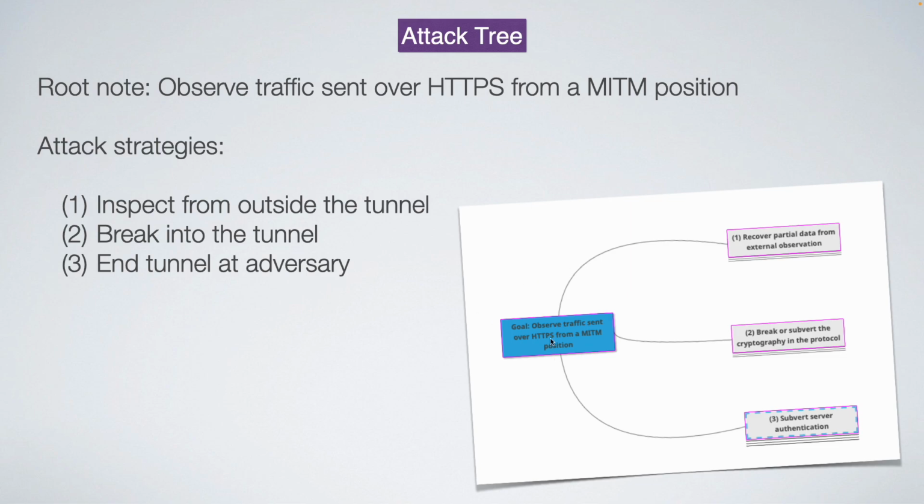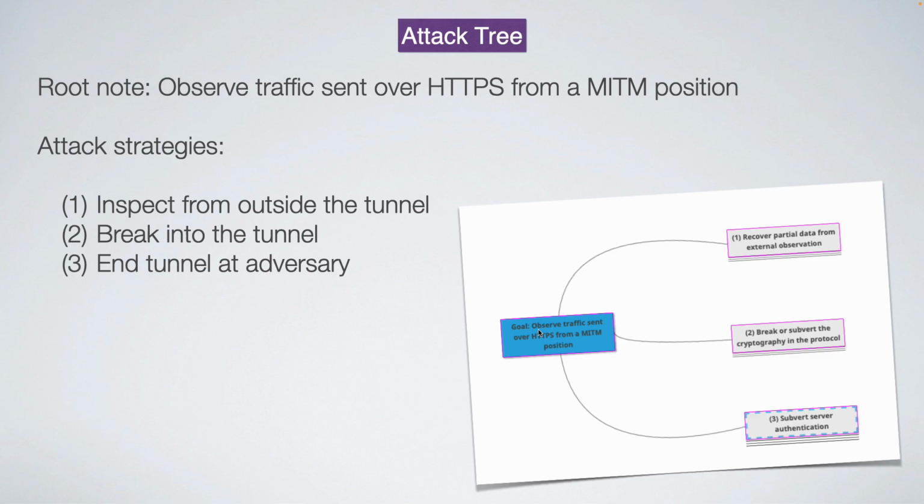Okay, so our root node is going to look like this. We're going to observe traffic sent over HTTPS from an MITM position. And what I'm going to do is break it into three rough categories. The first category is, pretend we're sitting outside of the tunnel. A good way to start is with the tip that I gave you, which is, what stops you from just doing this? Your goal is to read it, so why can't you just read it, right?